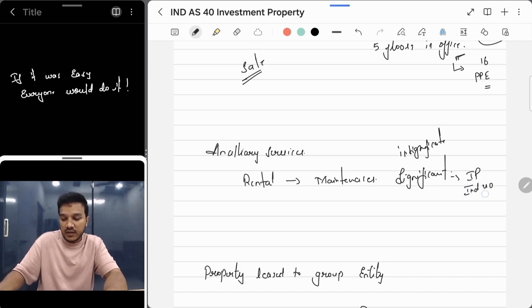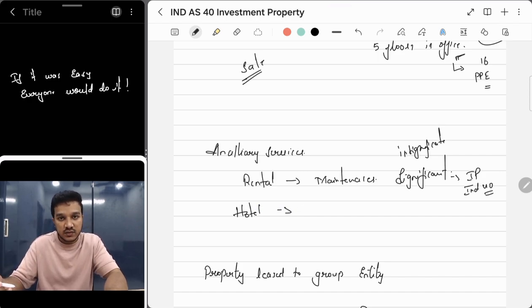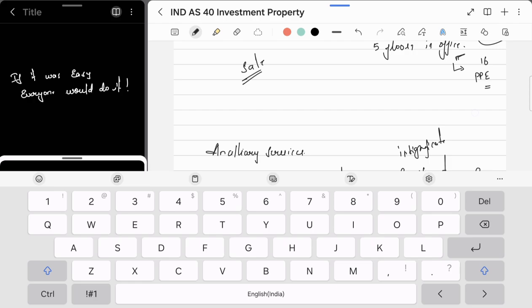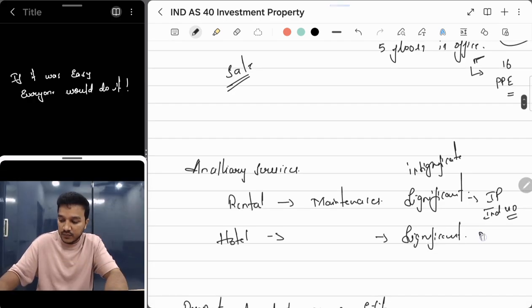Ind AS 40 will be applicable. Suppose the same building I'm using it for hotel purpose and I'm giving other ancillary services like security, maintenance, whatnot. So in this case, the services that I'm providing will be significant. Okay, so in this case you cannot treat that building hotel as investment property. It has to be treated as property plant and equipment only.